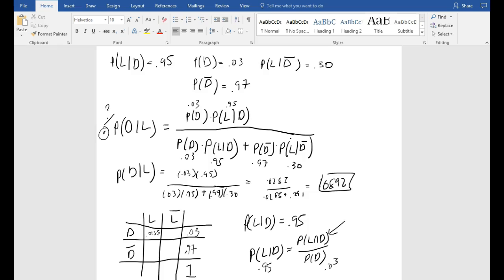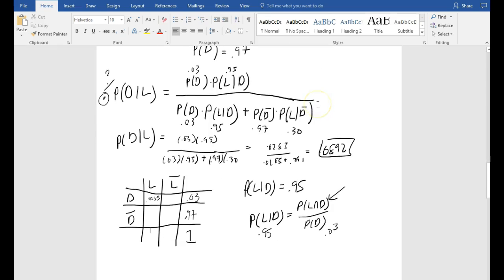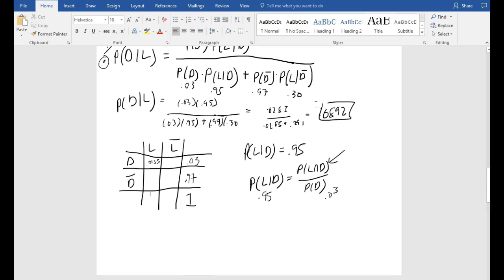Okay, and we will move down again, noting that the other conditional probability that we have is the probability of L given not D, and we know that that is equal to 0.3. So we would write that into our conditional probability form. So L given not D is going to be equal to the probability of L and not D all over the probability of not D.